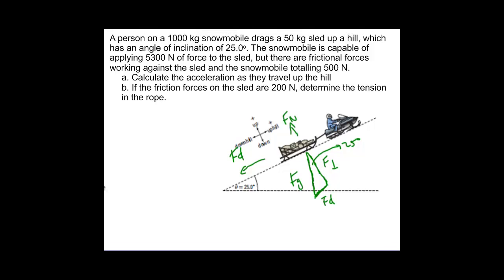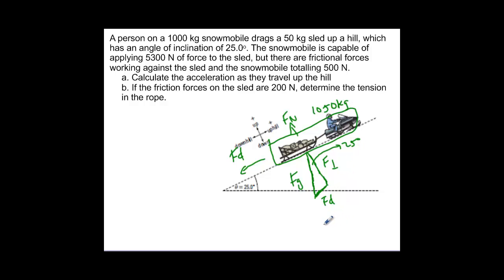So the first question here, I haven't even looked at the question yet, but the first thing we're always going to look for is the acceleration as they travel up the hill. As I read this, there are actually two items. There's a snowmobile and there's a sled behind him. To start with, it may be best to just consider it all as one big item. As one big item, 1,000 plus 50 means the mass of this whole thing is 1050 kilograms.